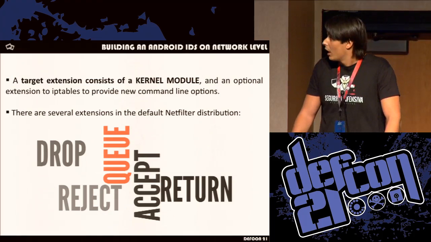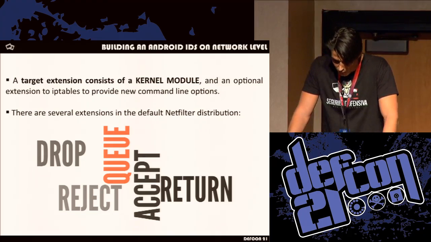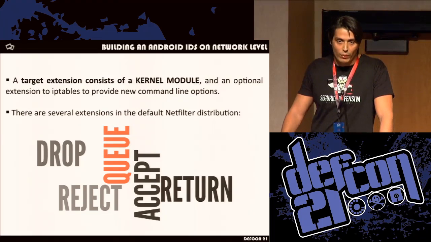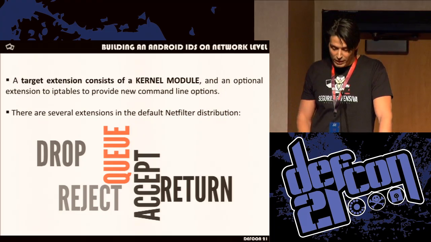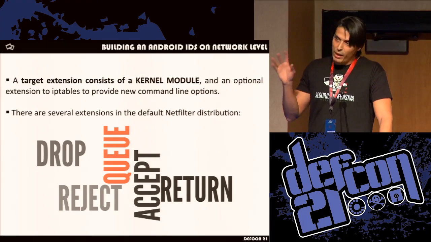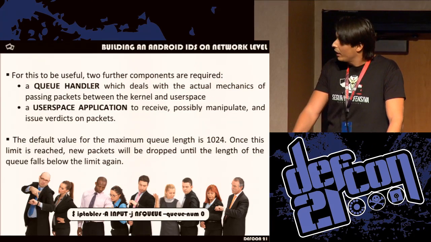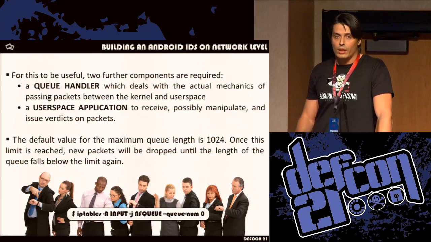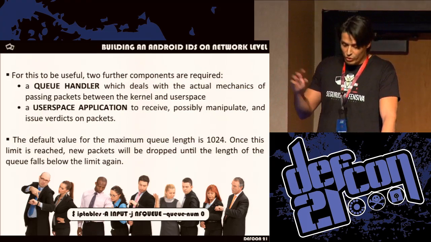As I told you, we have several targets for iptables. You can accept the packet, you can drop the packet, you can let the remote computer know that you have dropped the packet, but there is a special one called QUEUE, which means passing the packet from kernel space to user space. So a little bit of theory: this QUEUE delegates the decision on packets from kernel space to user space.